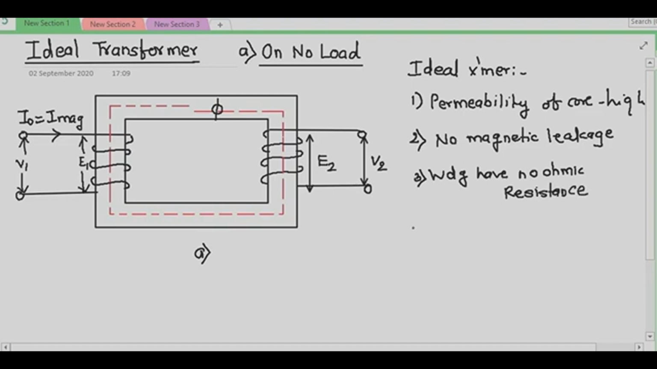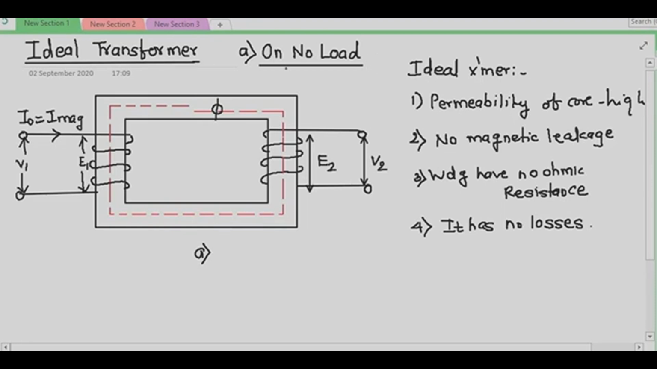So these assumptions will help us to develop the idea of the ideal transformer. And the fourth assumption is that it has no losses. It means its efficiency is 100%. As I have told you, in practice it is not possible to have such an ideal transformer. However, the concept is very useful in delivering step by step the theory of the practical transformer. That's why, instead of directly going to the practical transformer, first of all we'll study the ideal transformer.